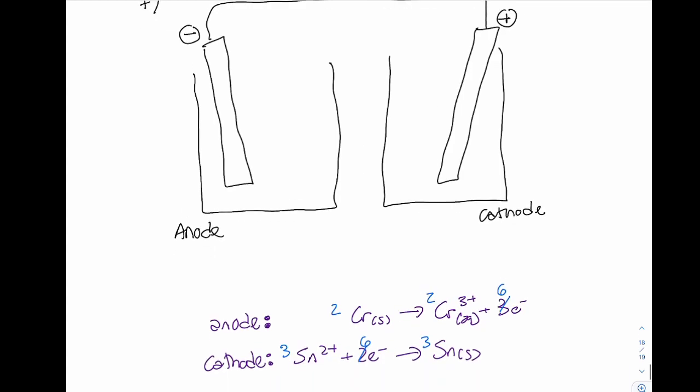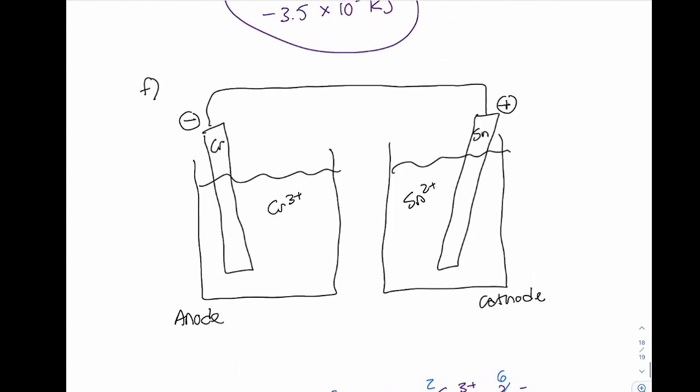And then remember, my anode is my oxidation, I guess we have it labeled here still. So this is going to be chromium solid. And then I have chromium ions, 3+ in solution. Here I have tin solid, and then I have tin 2+ in solution. And then electrons, right, are going from chromium, I'm producing them there, to tin, that's where I am consuming them. So my electrons are moving in this direction.